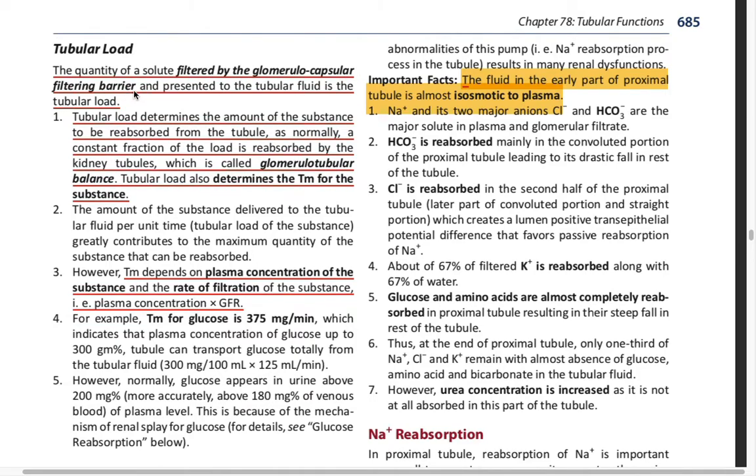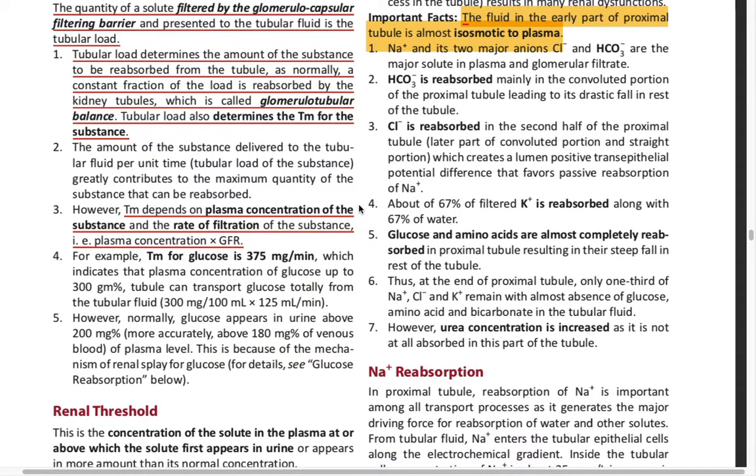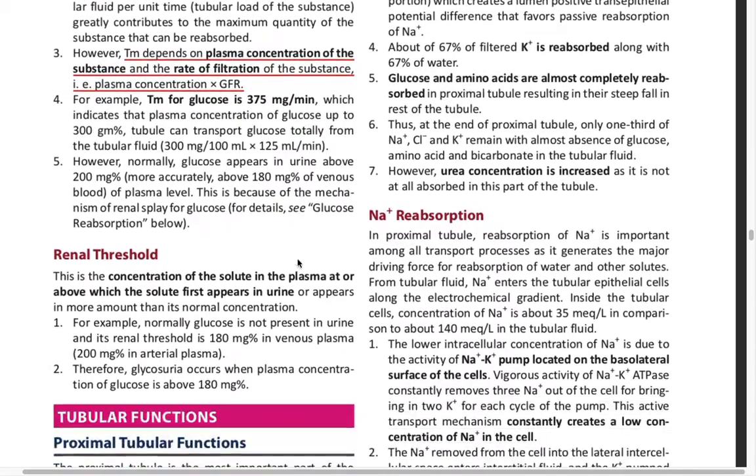glomerulocapsular filtering barrier and presented to the tubular fluid is called the tubular load. Tubular load determines the amount of the substance to be reabsorbed from the tubule, as normally a constant fraction of the load is reabsorbed by the kidney tubules, which is called glomerulotubular balance. The tubular load also determines the Tm, that is the transport maximum for the substances. Tm depends on the plasma concentration of the substance and the rate of filtration of the substance, that is, the plasma concentration times GFR. The Tm for glucose is 375 mg per minute.